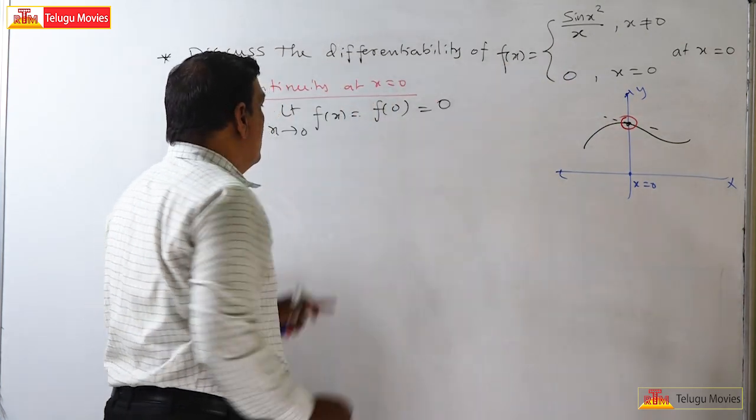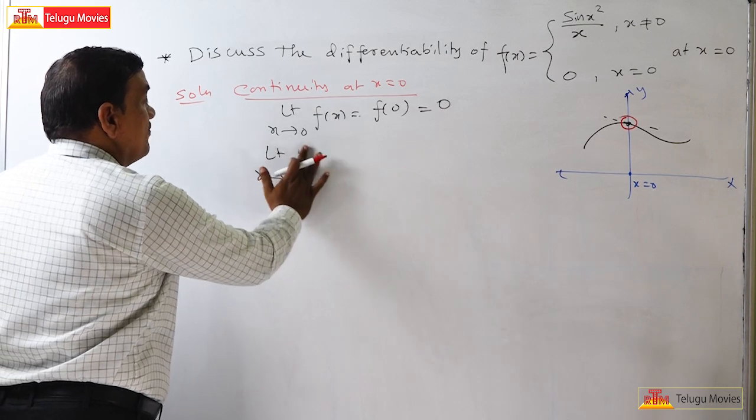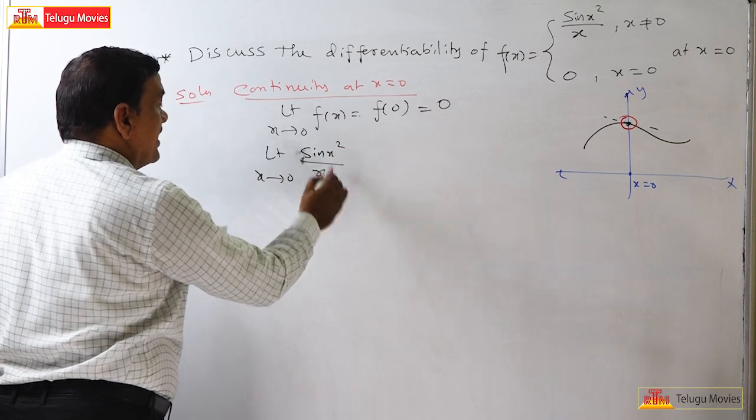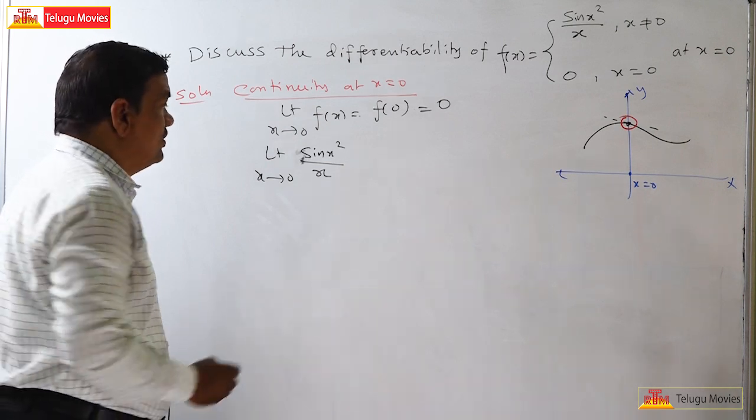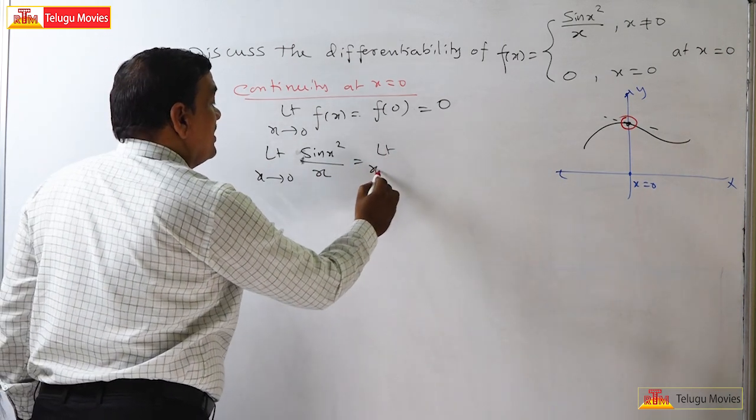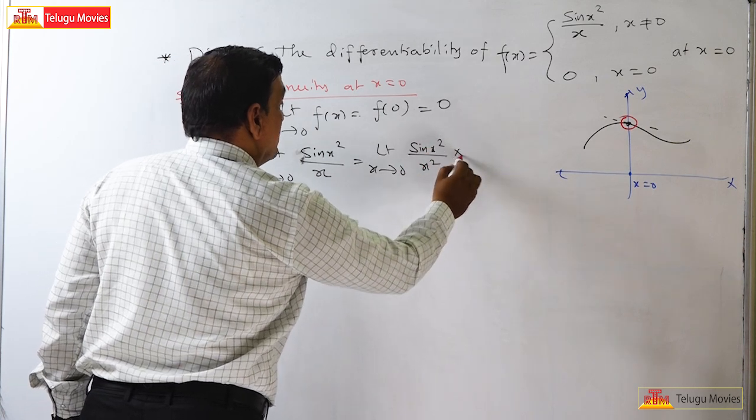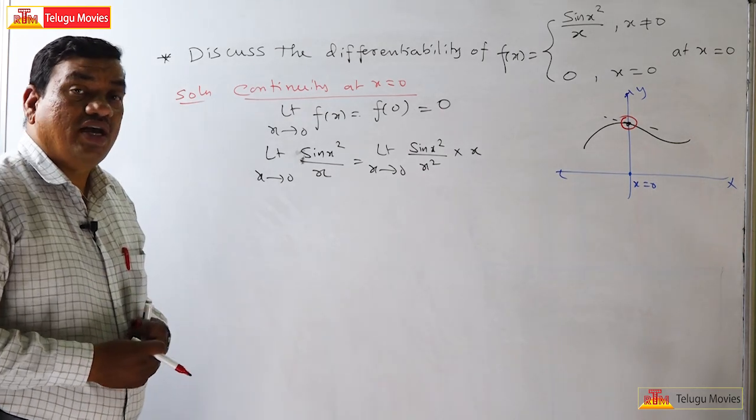Now let us find out limit x tends to 0, f of x. F of x means sin x square by x. So limit x tends to 0, sin x square by x can be written as limit x tends to 0, sin x square by x square into x. We multiply the numerator and denominator with x, no problem.